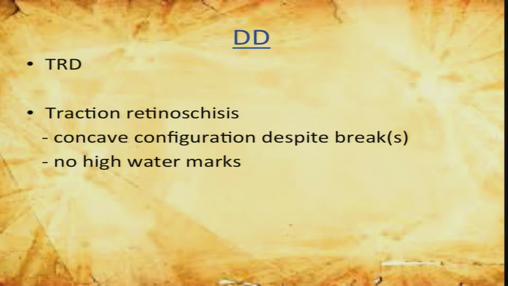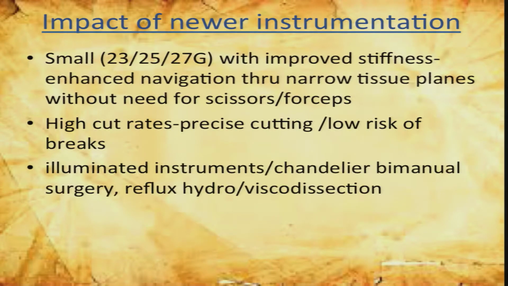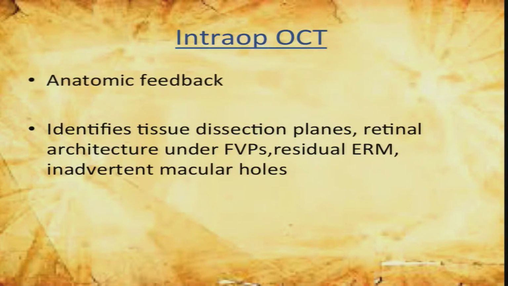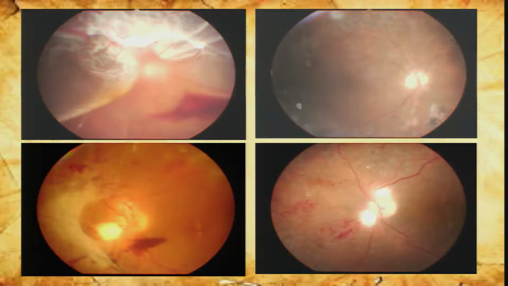A concave configuration, despite the presence of a break, would probably suggest that it's just a traction retinoschisis, but these are the eyes which have poorer prognosis, and RRD in a case of PDR. Impact of newer instrumentation has already been discussed. Intraoperative OCT is a useful adjunct which gives anatomic feedback, and these are some of the cases.